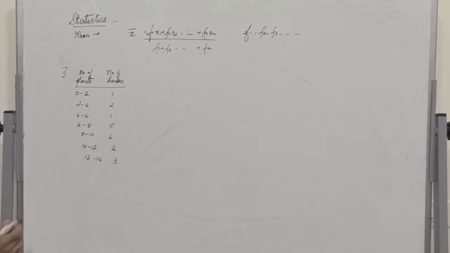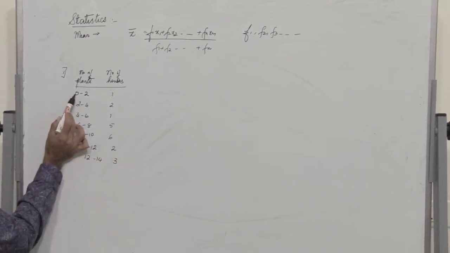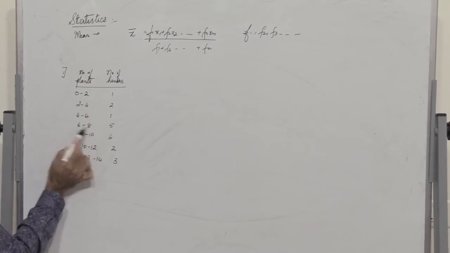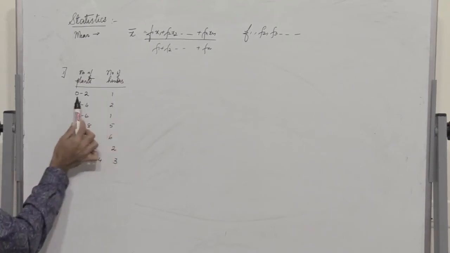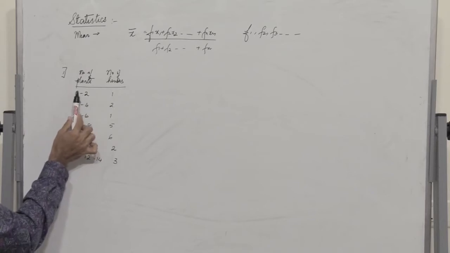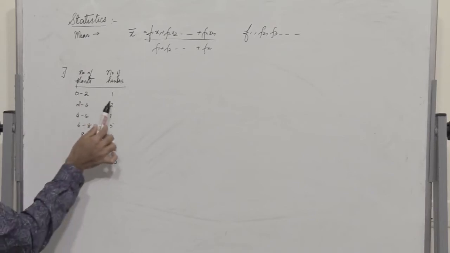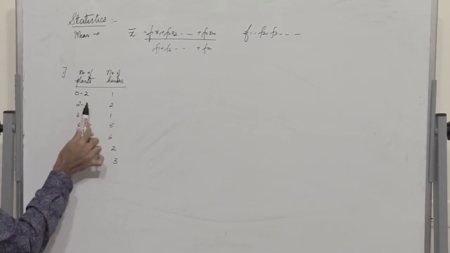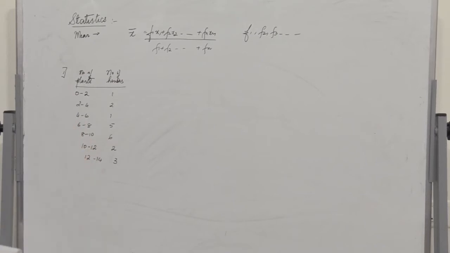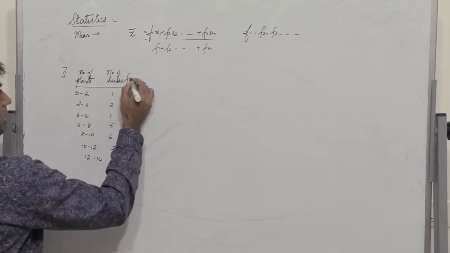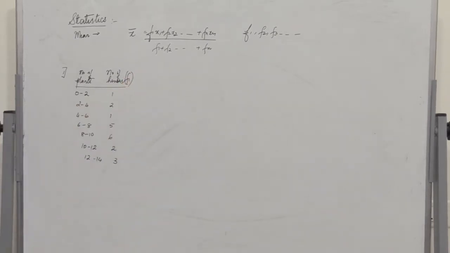Right? So here you find that the variation is continuous, right? 0 to 2, 2 to 4, 4 to 6. So there is one house with plants 0 to 2, there are 2 houses with plants varying from 2 to 4 and so on and so forth. So this becomes Fi. Number of houses becomes Fi.